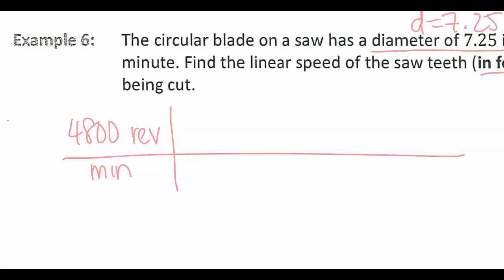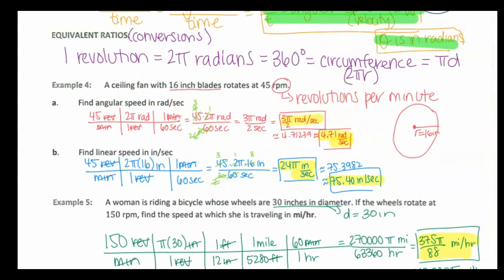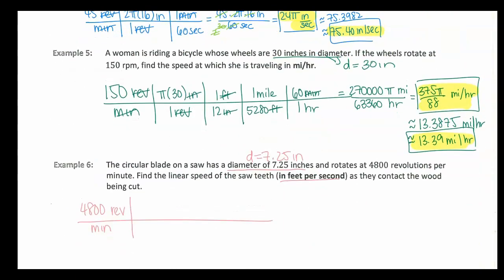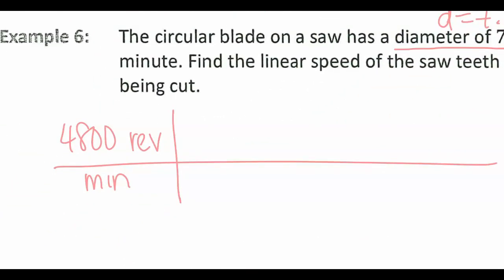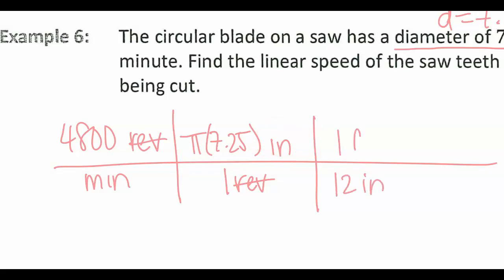As I told you guys before, focus with one thing. We're going to focus with the revolutions first. We need this to be in feet. So first thing we're going to do, if I look back at my conversions at the top of the page, I can use 1 revolution will equal pi d again. Since I have the diameter, let's go ahead and use that. So we're going to have pi times 7.25. This is in inches. And it's going to equal 1 revolution. I now need to get from inches into feet, which is 12 inches are equal to 1 foot.